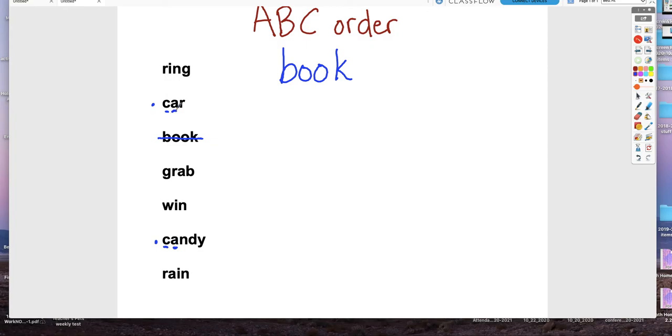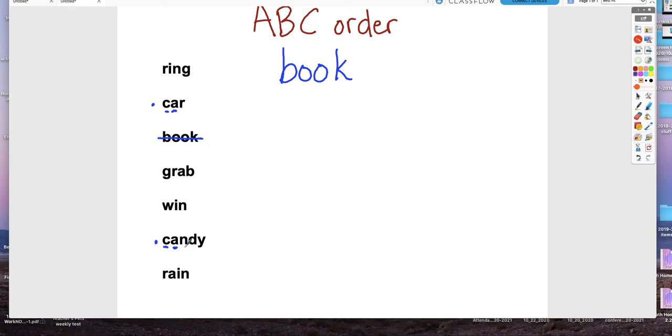Now, let me look at the third letter. I see the letter R in car is the third letter. I see the letter N in candy. So R and N, do I have 2 different letters now? Yes, finally I have 2 different letters. So now I have to decide which one is going to come first. The C-A-R in car or the C-A-N in candy.